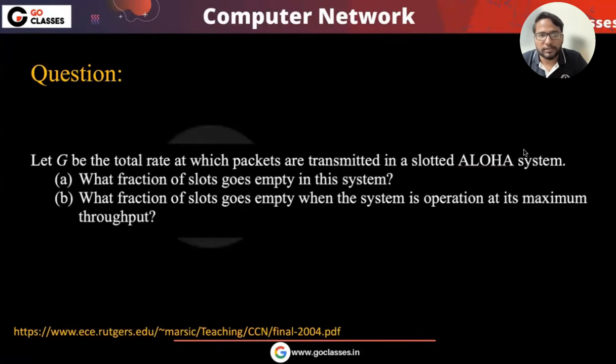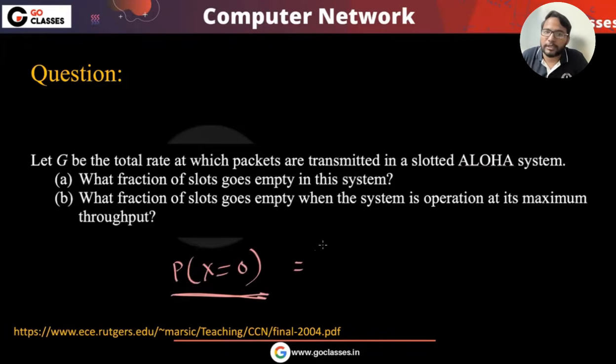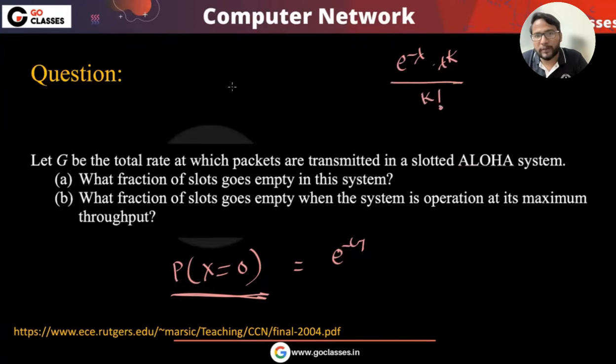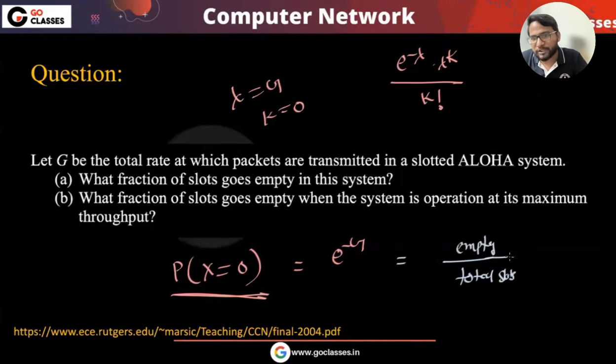So what they are saying is, what fraction of slots goes empty in this system? So they are asking what is the probability of X being 0, right? Slot going empty. Then if you remember, it was e power minus G. You can plug in the formula, lambda power K upon K factorial. Lambda is G, K is 0. If you plug it in, that will be e power minus G. They are asking out of total slots, how many are empty, which is the probability of X being 0. So this is your answer, right?